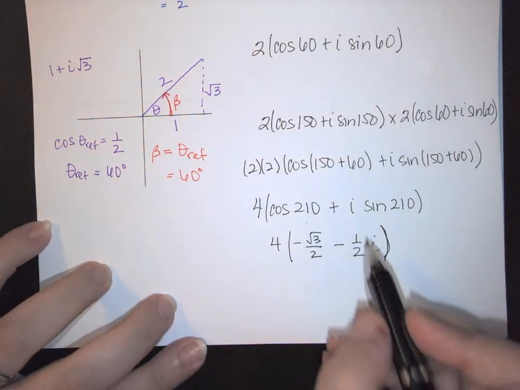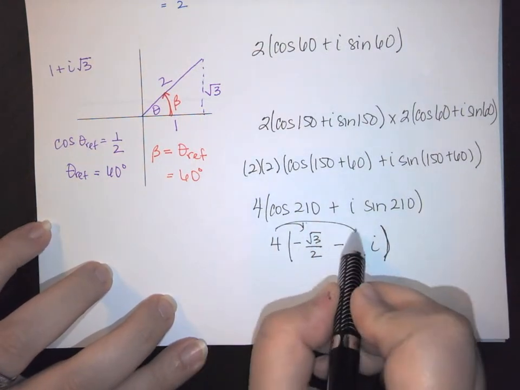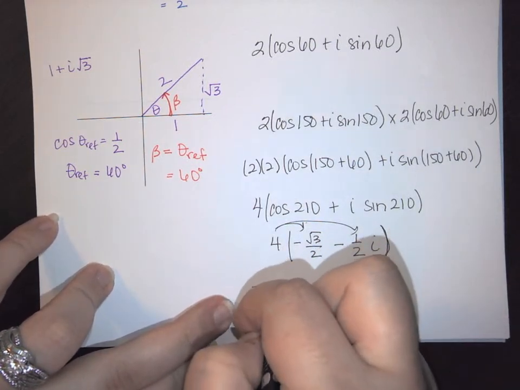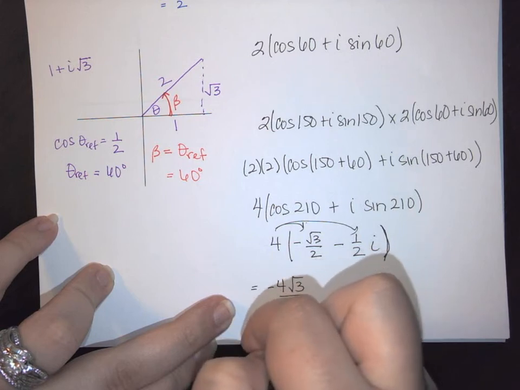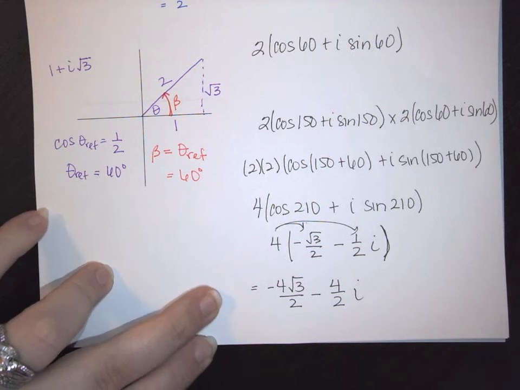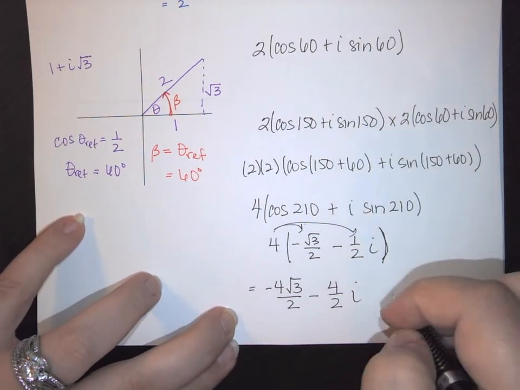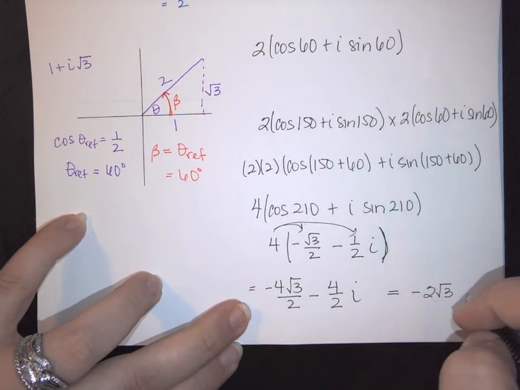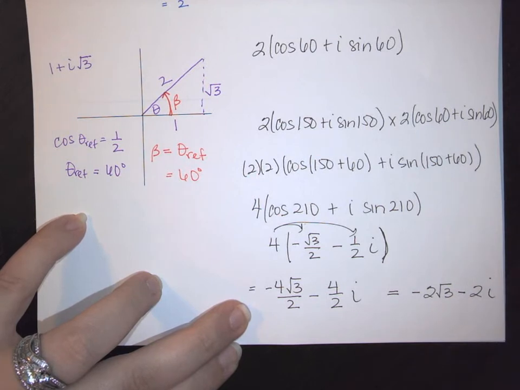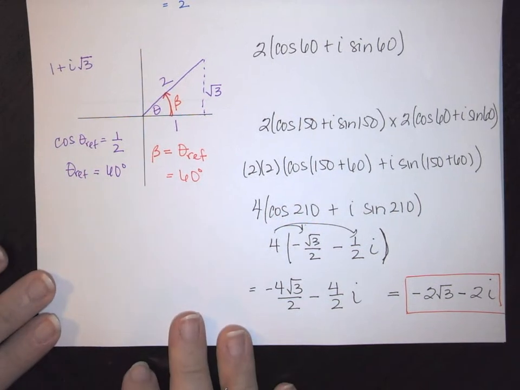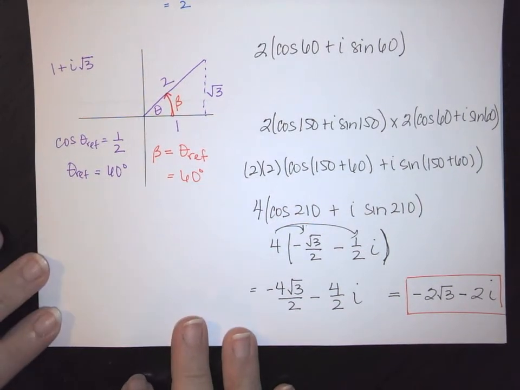And then just like before, you need to factor this in. So this is going to give us negative 4 square roots of 3 over 2 minus 4 over 2I, and then you need to reduce. And so in this here would come down to being negative 2 square roots of 3 minus 2I. And this is the overall result that we are looking for to combine those two terms together.